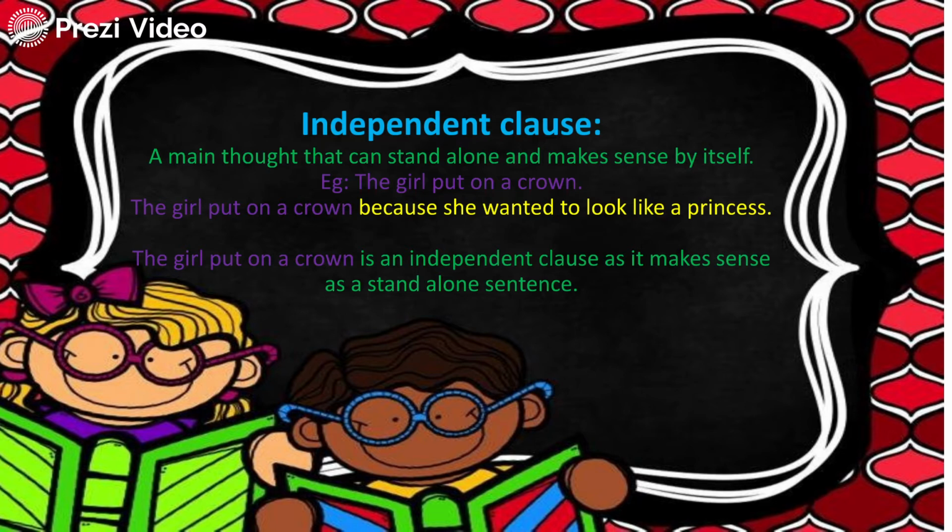But if I was to take out "because she wanted to look like a princess," that doesn't make sense on its own, and it couldn't be a sentence all by itself. It has to be linked to the independent clause. So the girl put on a crown is an independent clause, as it makes sense on its own. And we can think of independent clauses as parts of sentences, again, that stand alone on their own. Remember the word independent, meaning on its own.